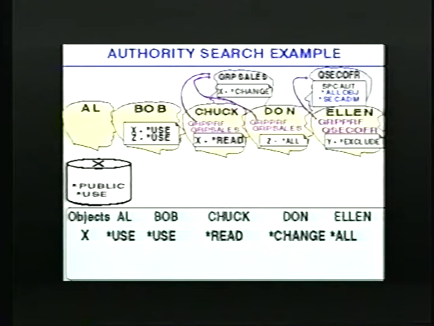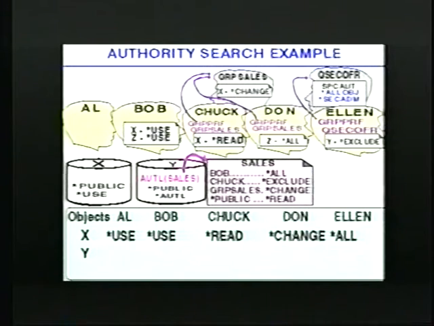So the authorities that you would expect to see for object X are, for Al, use; Bob, use, coming from Bob's user profile; Chuck, read from his user profile; Don from the group profile; and Ellen having all authority. Let's now look at object Y.